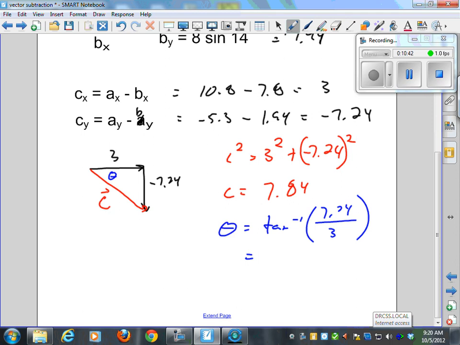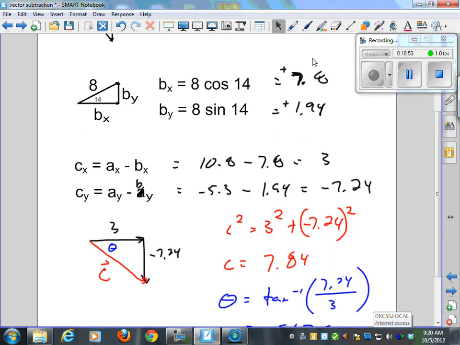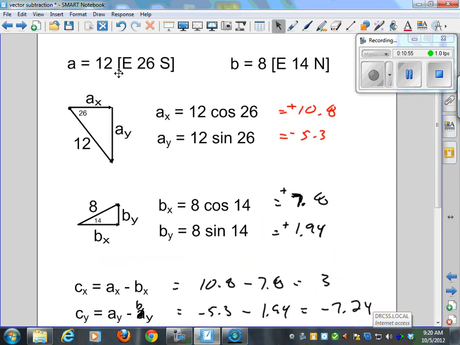Right. 67 degrees. So that's going to be east, 67 south. Okay? It's really just an example of vector addition. So we're going A minus B.